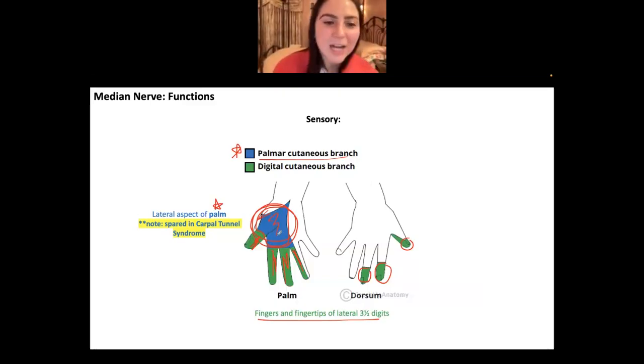I try to bring this up as much as possible because it's a weird thing: carpal tunnel injures the median nerve, but you don't have this median nerve symptom, and people are like, wait, why? That's why. It's this palmar cutaneous branch, and sometimes that's asked as a test question: why don't you lose sensation of the palm with carpal tunnel syndrome? It's because the palmar cutaneous branch is spared. It doesn't run in the carpal tunnel, so it will not be affected.